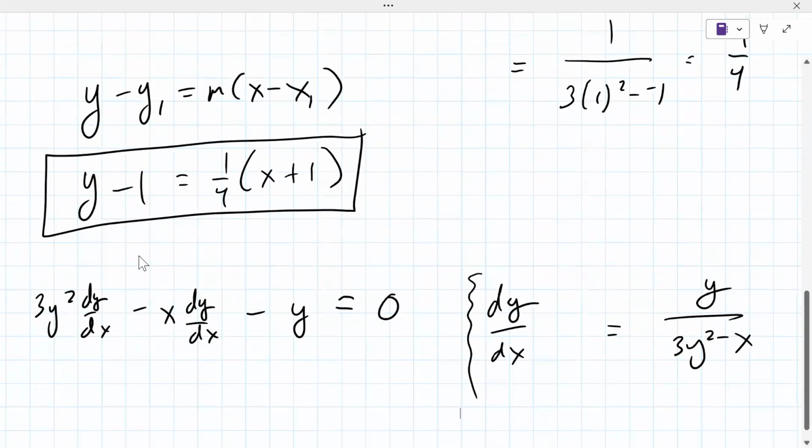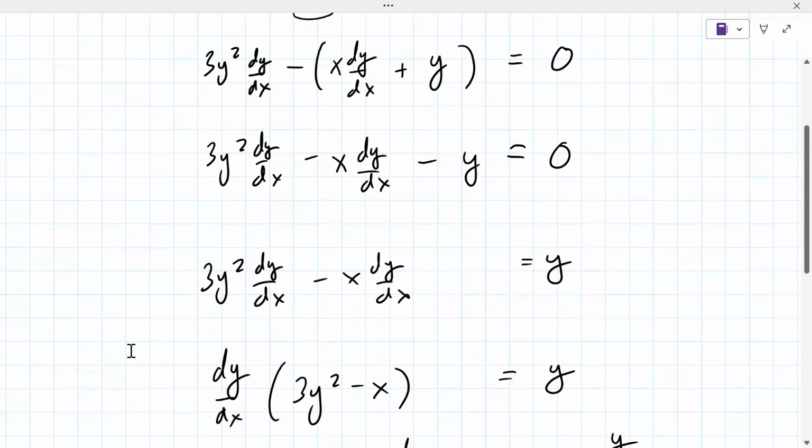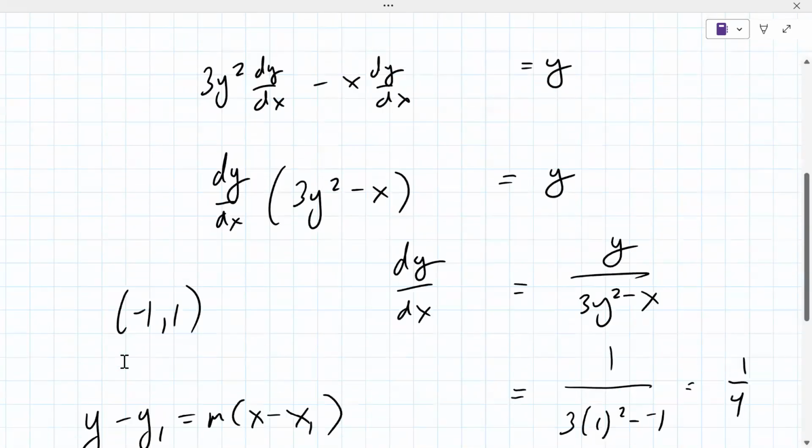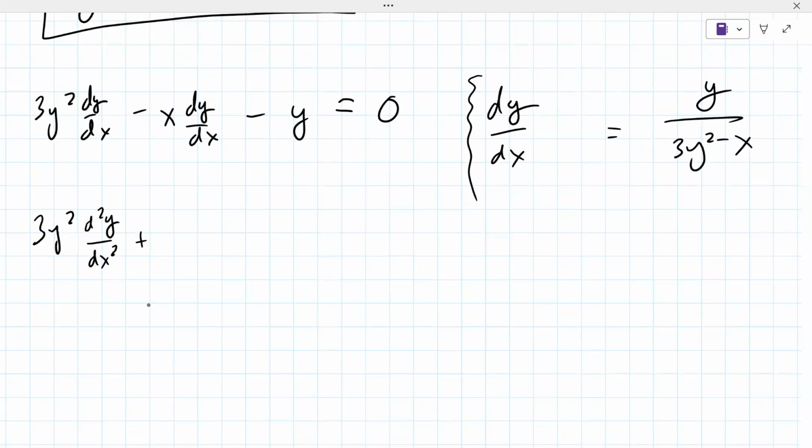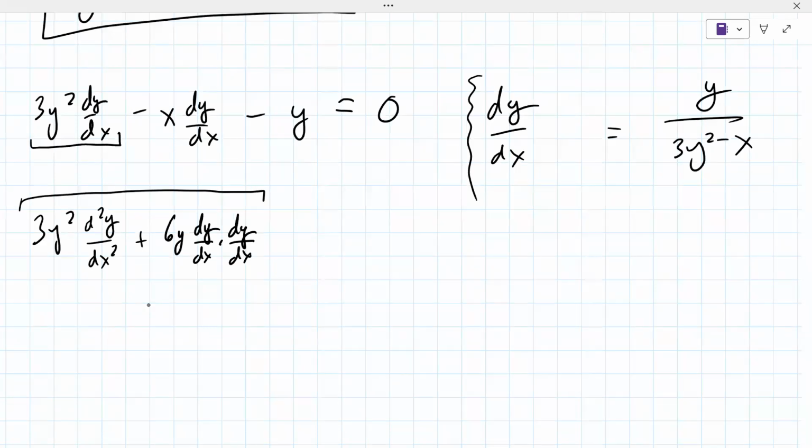Are you keeping the first? Yeah, keep the first. So it's 3y squared, d squared y dx squared. That's the second derivative. Plus 6y dy dx times dy dx. So that is everything from this right here.